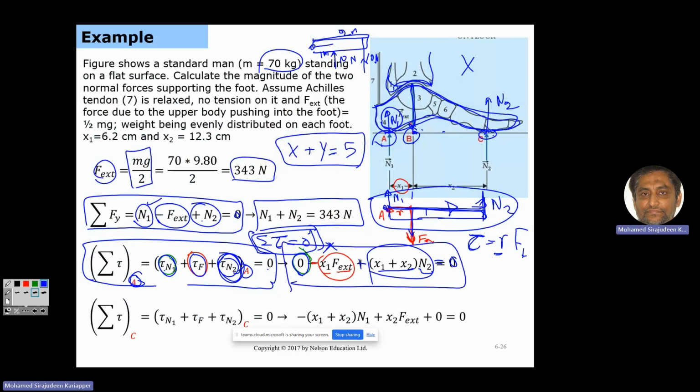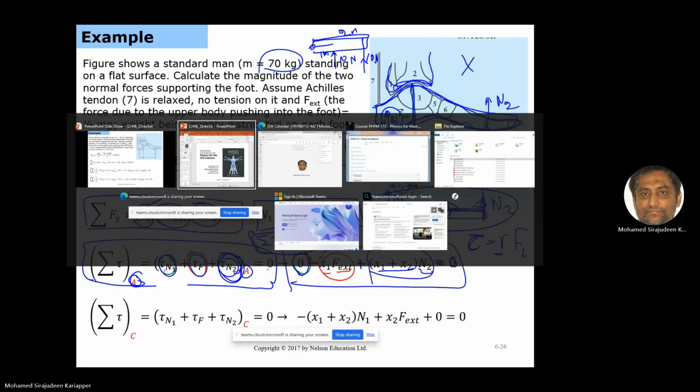This is given to us, right? F external is given to us. Now we have calculated it from whatever the value is given to us. X1 and X2 are given to us. What do we do now? You can do the algebra, but even better, just take the calculator and tell the calculator to do everything for you. Just type in the equation. So let me show you that.